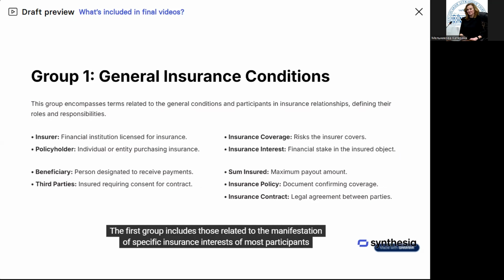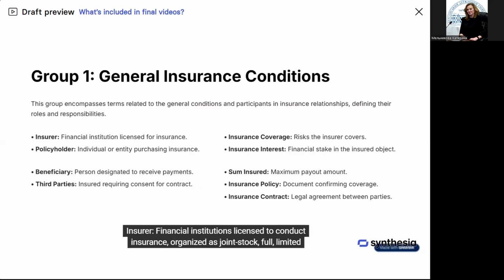The first group includes those related to the manifestation of specific insurance interests of most participants in insurance. These are limited to the national insurance market and include terms such as insurer, policyholder, beneficiary, third party, insurance coverage, insurance interest, sum insured, insurance policy, and insurance contract.